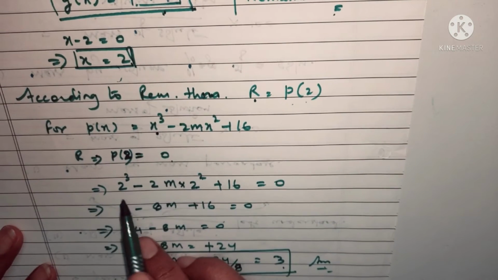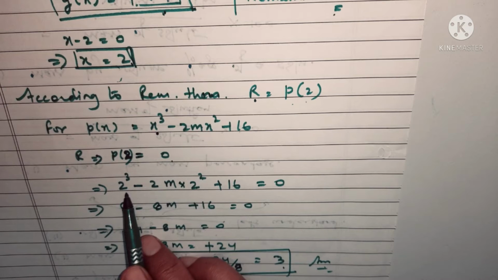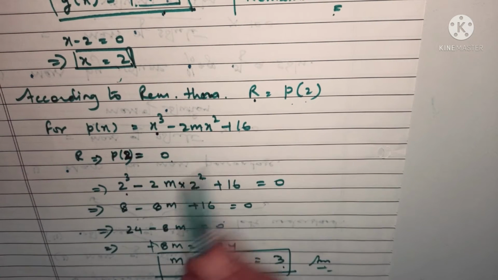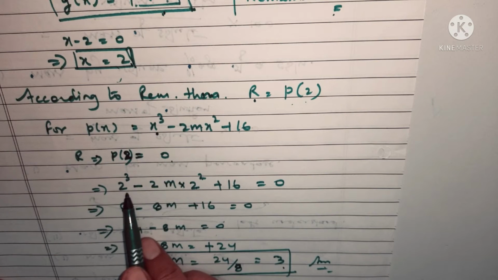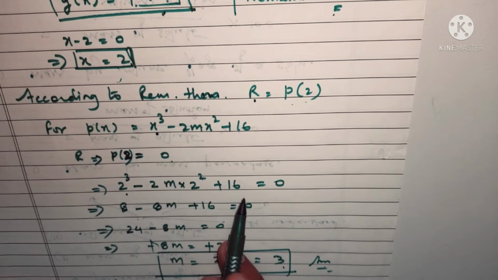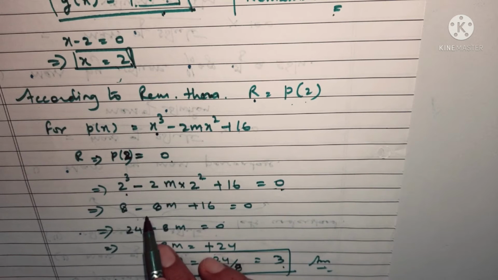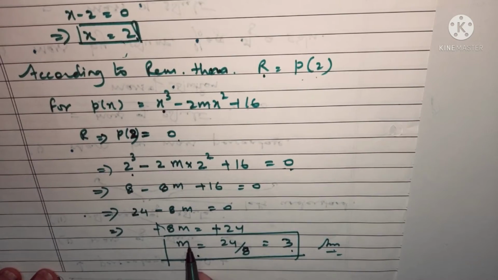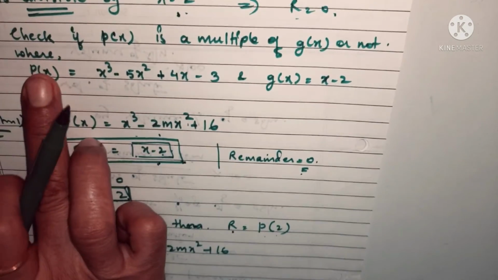This you can see all the x has been replaced by 2, okay, because we have got here the zero as 2. So you are getting one expression over here which is equal to 0. When you have solved it out, you are getting the value of m, and this was your question, to find the value of m. Okay, now let us move ahead with another question.